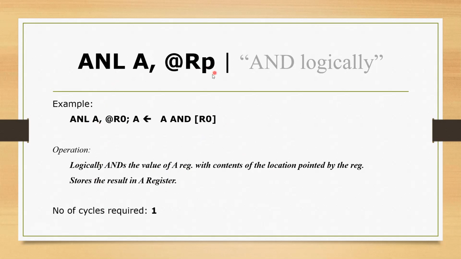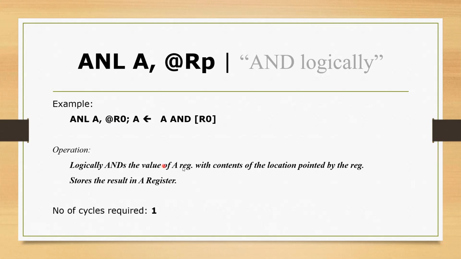ANL A, @RP. This is indirect addressing. In indirect addressing, the register pointer is used. So when an @ symbol comes, you know that it's indirect addressing. That means the register acts as a register pointer. Register pointer means whatever the value in this register. If R0 register contains 25, that means the AND operation is done between A register and the content of memory location 25. So from memory location 25, the value is taken and ANDed with the content of A register, and the result is stored in A register.